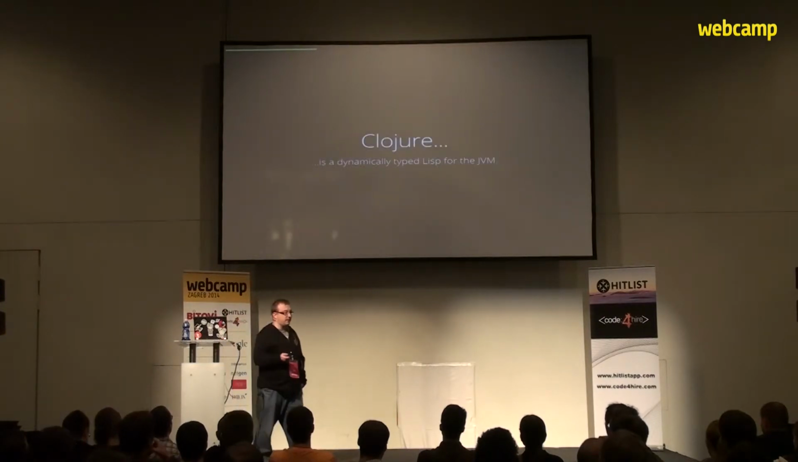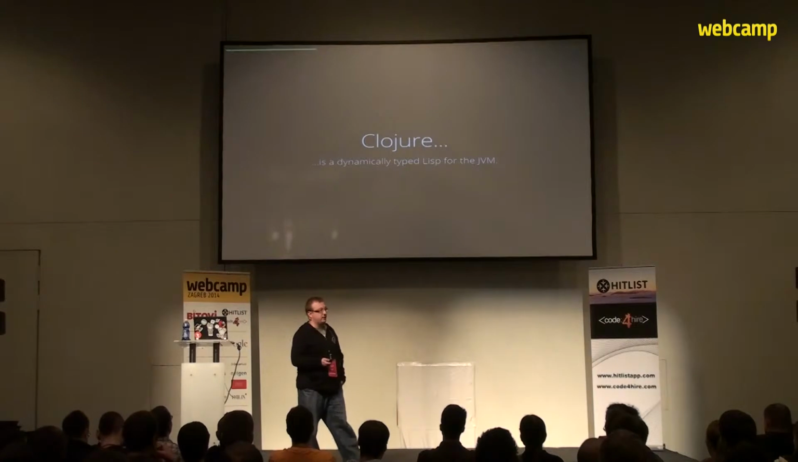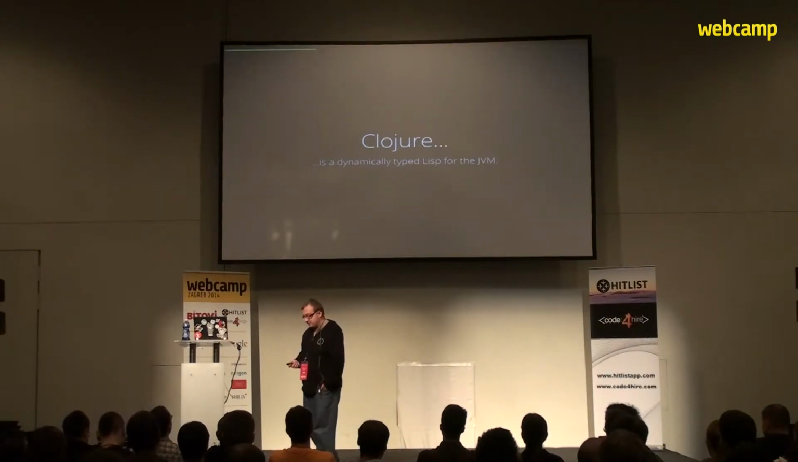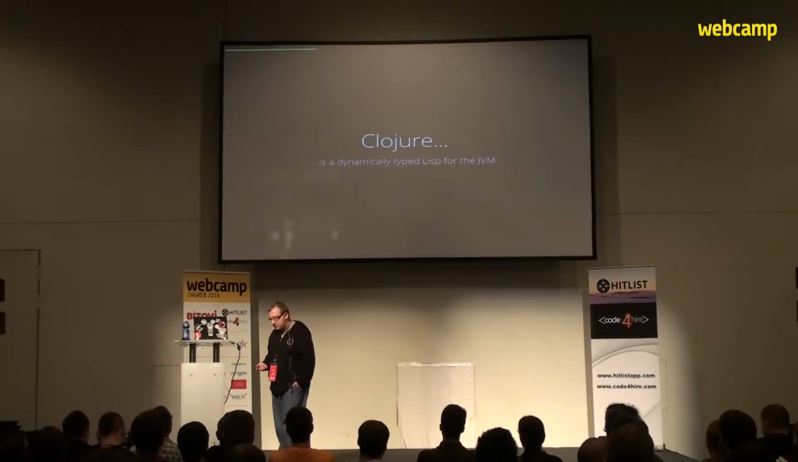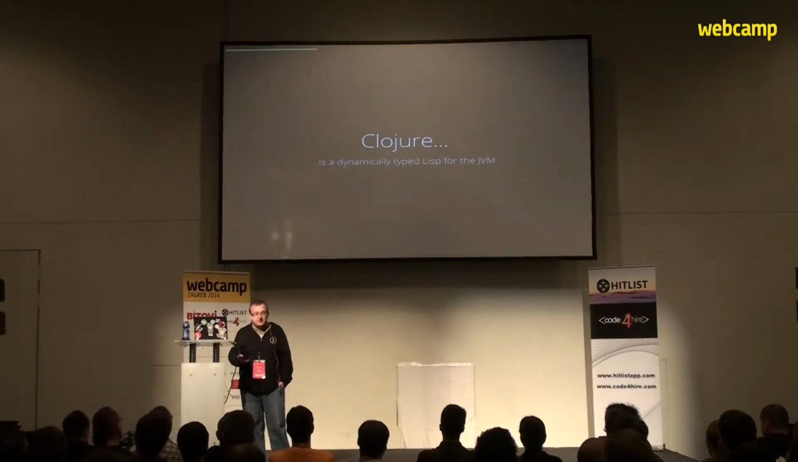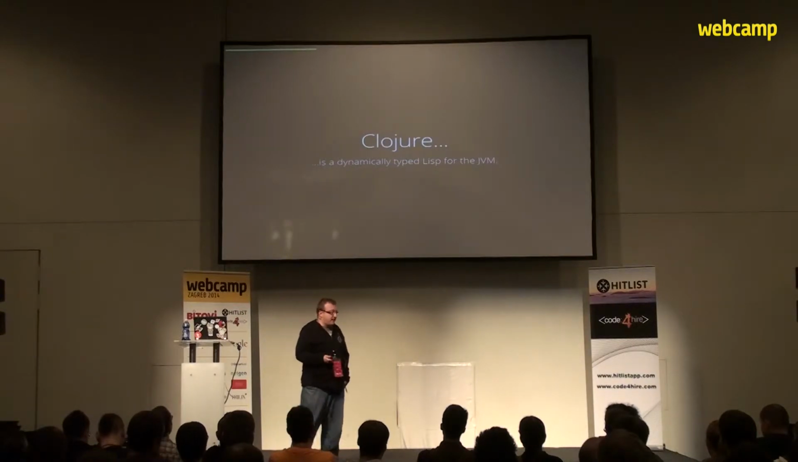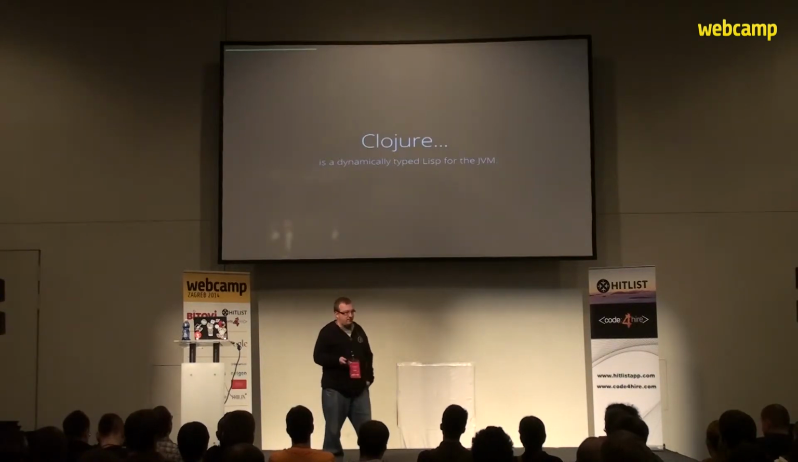Clojure is also a dynamically typed Lisp for the JVM. So we haven't discussed types yet here, because again, it's a dynamically typed language. However, Clojure does offer certain mechanisms to remedy the lack of types.